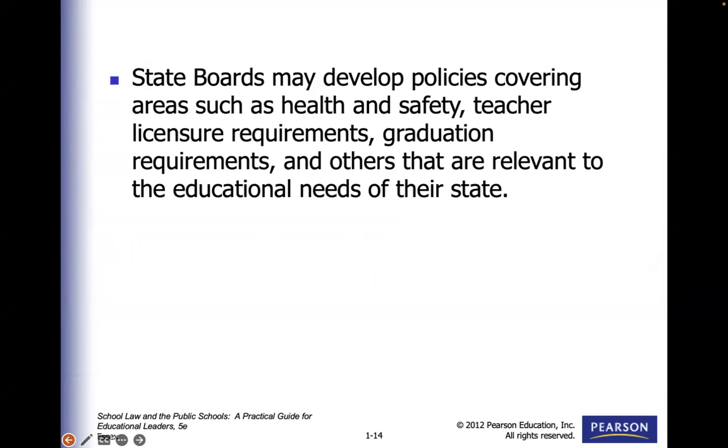As many of us know, state boards may develop policies covering a bunch of different topics such as health and safety, teacher licensure requirements, graduation requirements, and others that are relevant to the education needs of their state. Some of these other things that the state boards establish are state testing programs, standards for accreditation of school districts, and teacher administration preparation programs. They also deal with the budget review and acceptance for the state, and help develop rules and policies for administration of state programs.